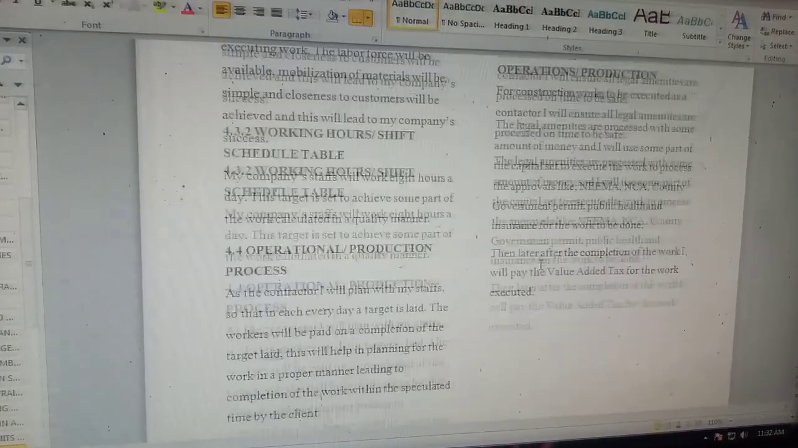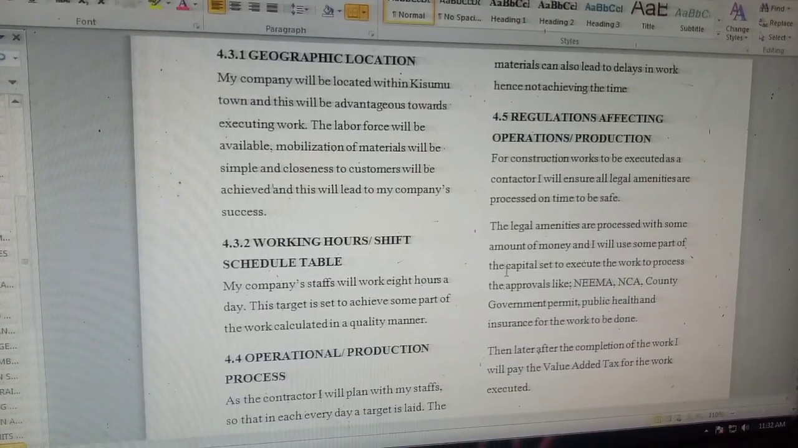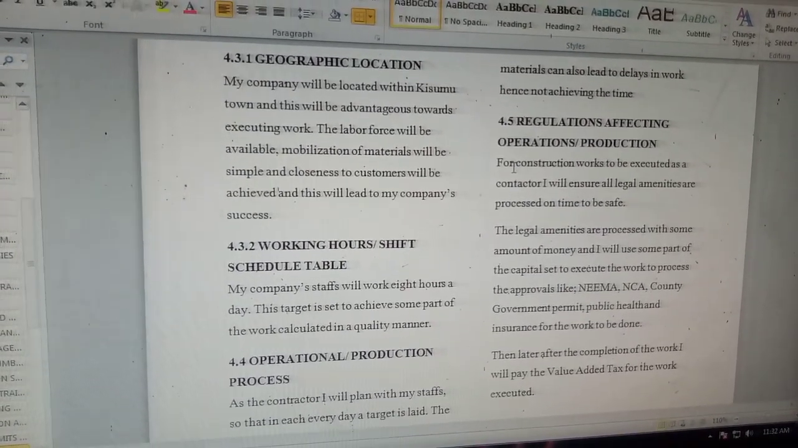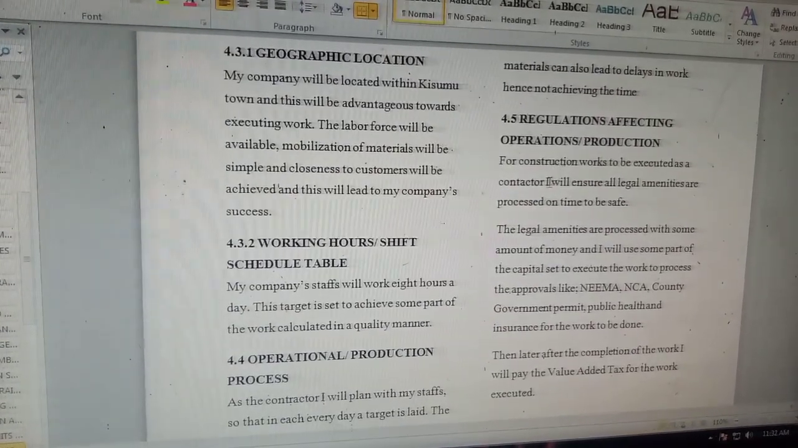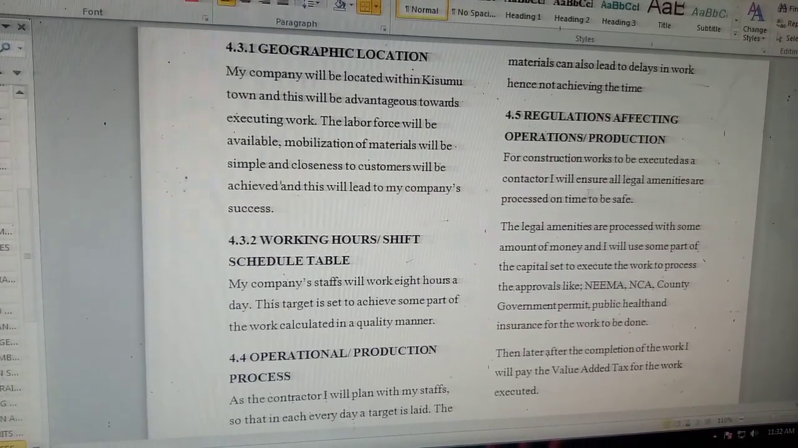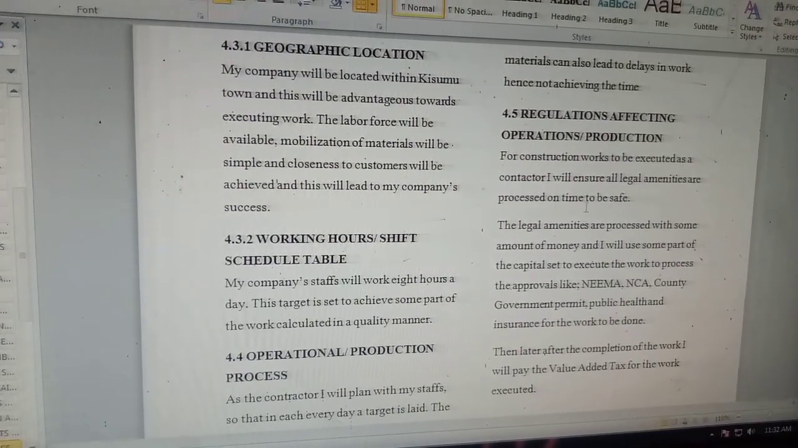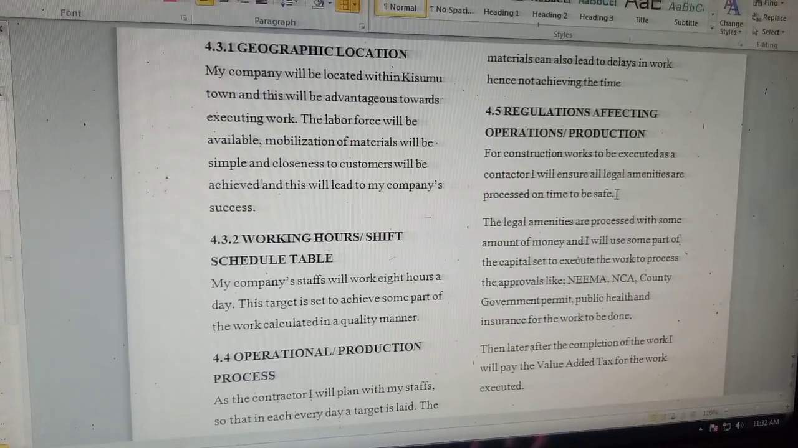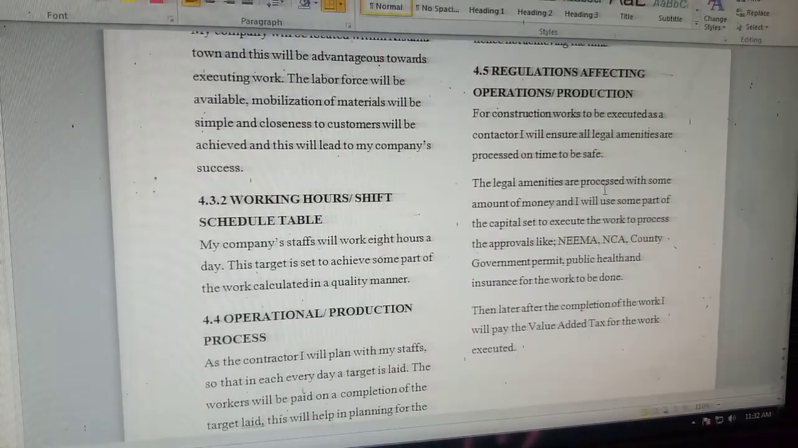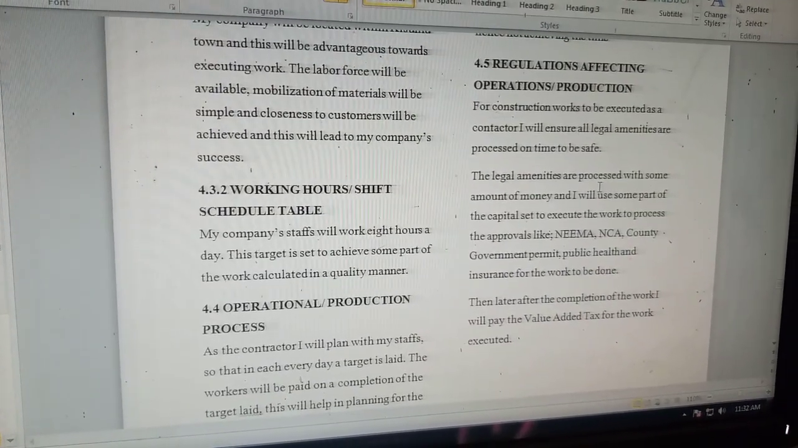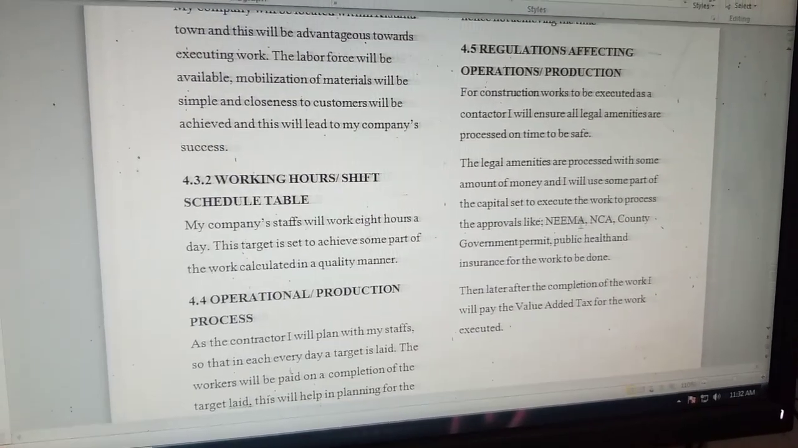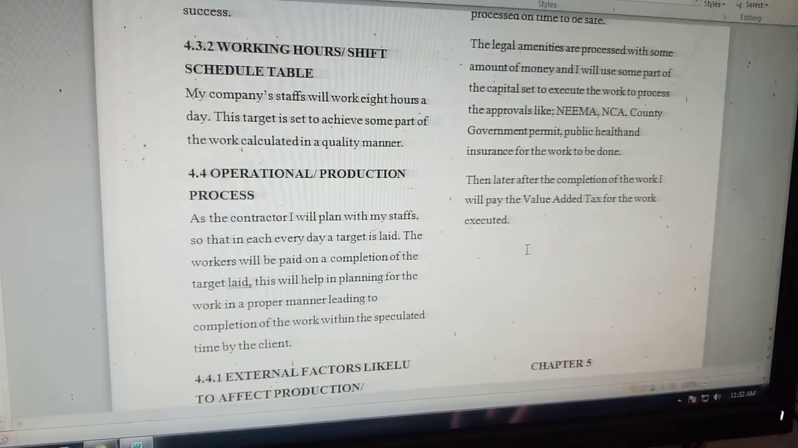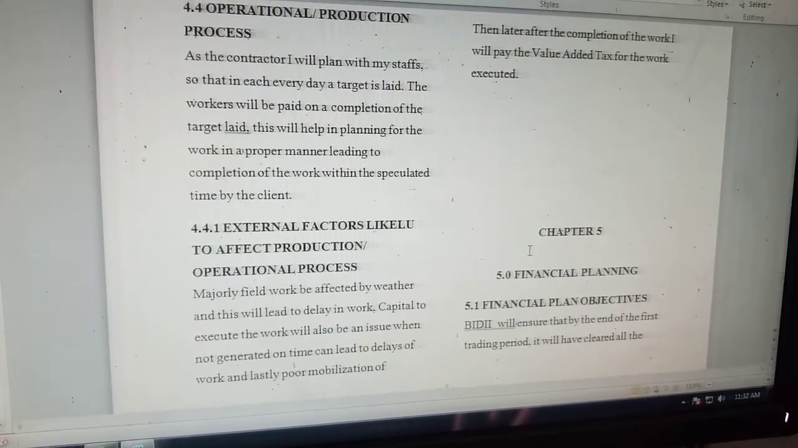The last thing in chapter 4 is the regulations affecting operation and production. Like for mine, you can see for construction works to be executed as contractor, I will ensure all legal amenities are processed on time to be safe. Remember, you cannot do a business without the guidelines of other legal bodies. Like for a construction, when you are setting up a construction firm, remember to be registered by the NEMA, the NCA, the county government, the public health insurance, so that you may work in a safe environment. So that is the end of chapter 4.